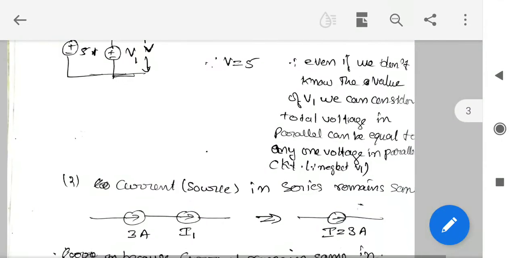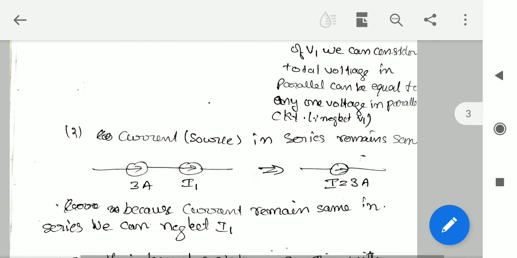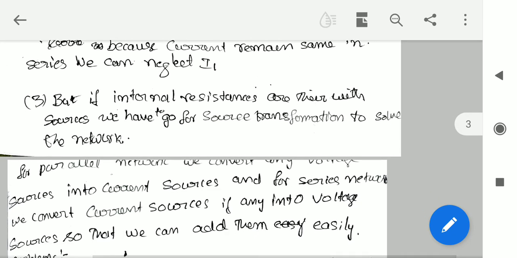Once again, I repeat: if the voltages are in parallel, we can neglect the unknown voltage and take the known voltage as the equivalent voltage. And in series, if we have a known current and an unknown current, we can neglect the unknown current and take the known current as the equivalent current. So now let us solve.